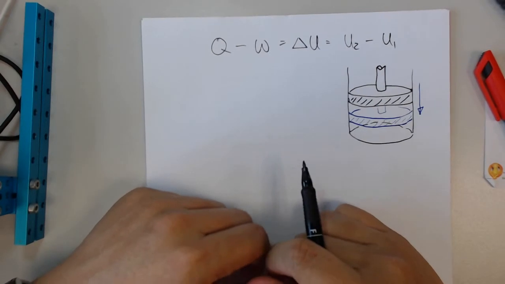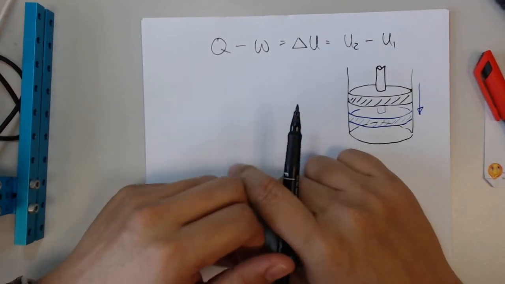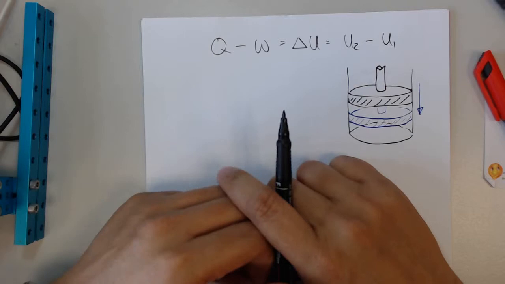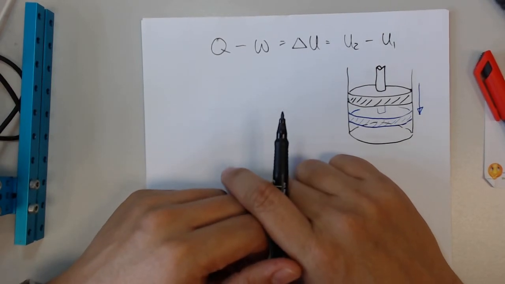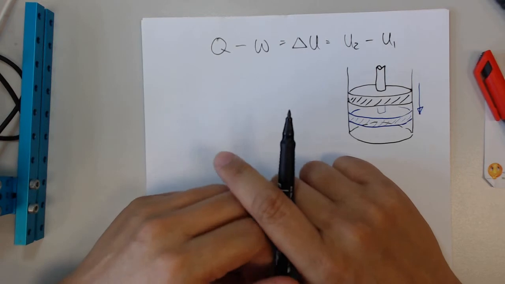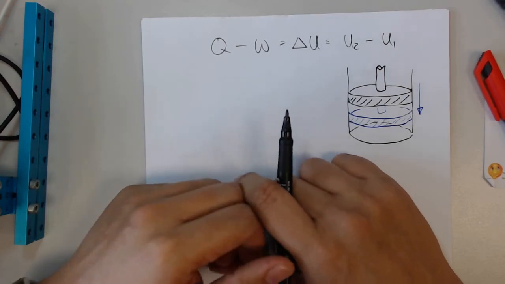Hi everyone, today we're going to talk about the first law of thermodynamics. It is basically an equation that expresses the conservation of energy of a fluid system. Okay, but before we talk about that, let's talk about the few terms that are involved first.